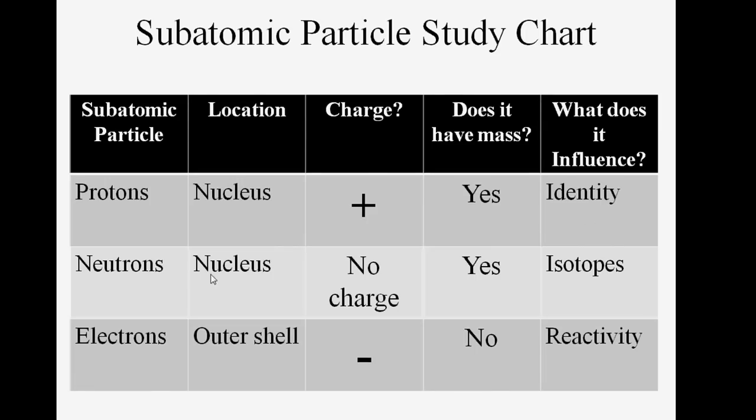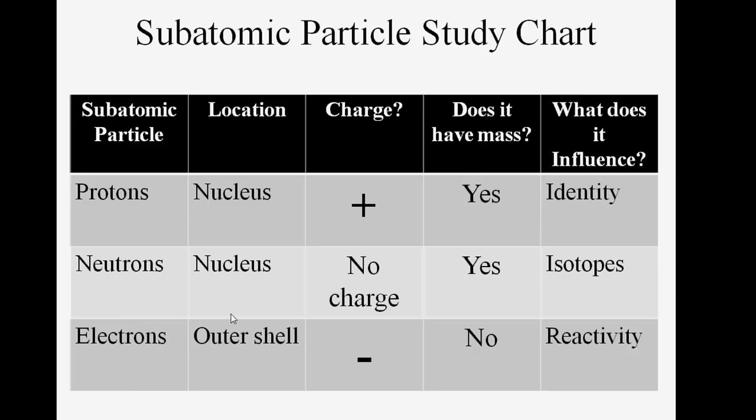The neutrons now, where are they found? The nucleus. Do they have a charge? No. Neutrons are neutral. They don't have charges. Do they have a mass? Yes. So what do they influence? They influence the isotopes. We'll talk about that later as well.